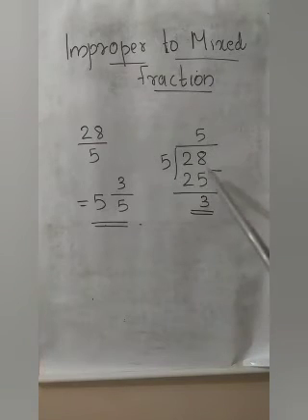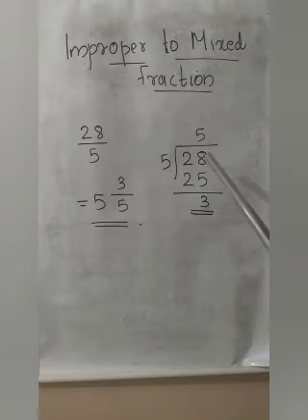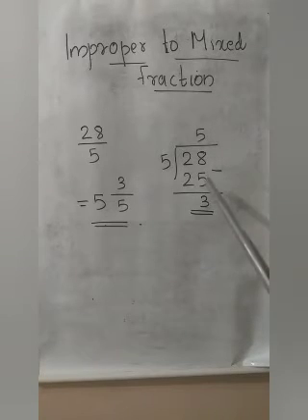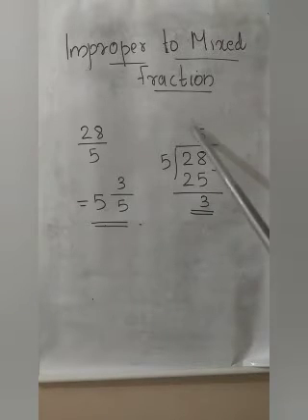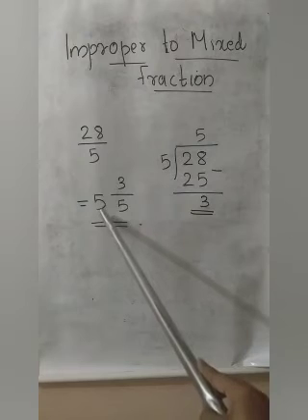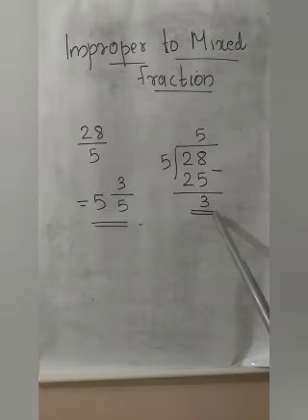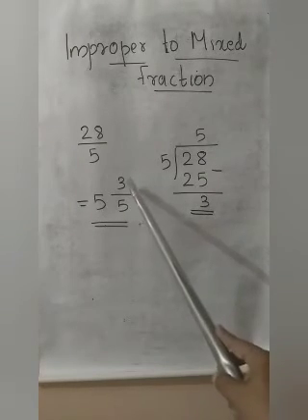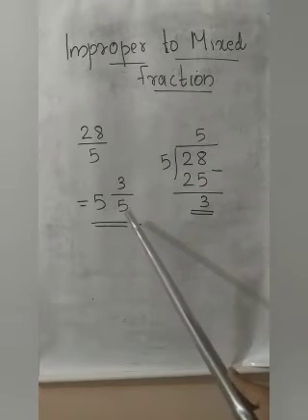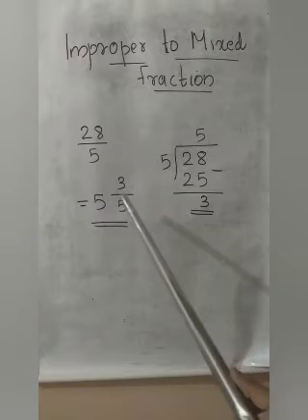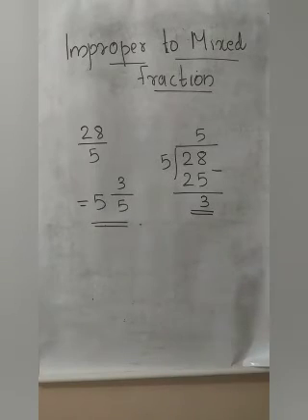So when we are dividing, take the number which is nearer to 28. That is what? 25. So 5 into 5 is 25. Subtracting what we are getting, remainder 3. So we got the quotient and remainder. The quotient, that we took as the whole number part. The remainder, that we took as the numerator. And what we are dividing with, 5, that is the denominator. So the mixed fraction is 5 3 by 5.